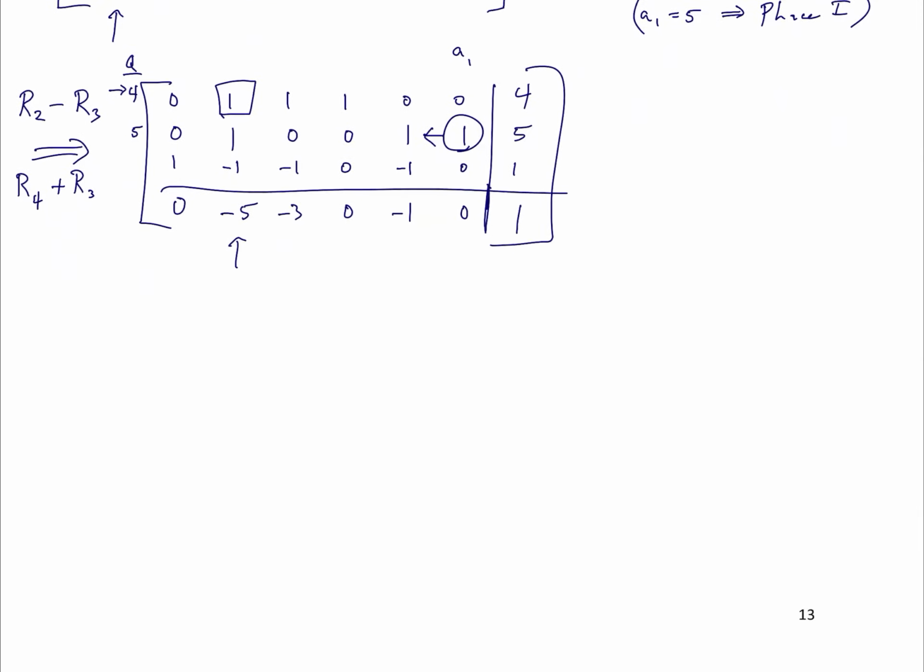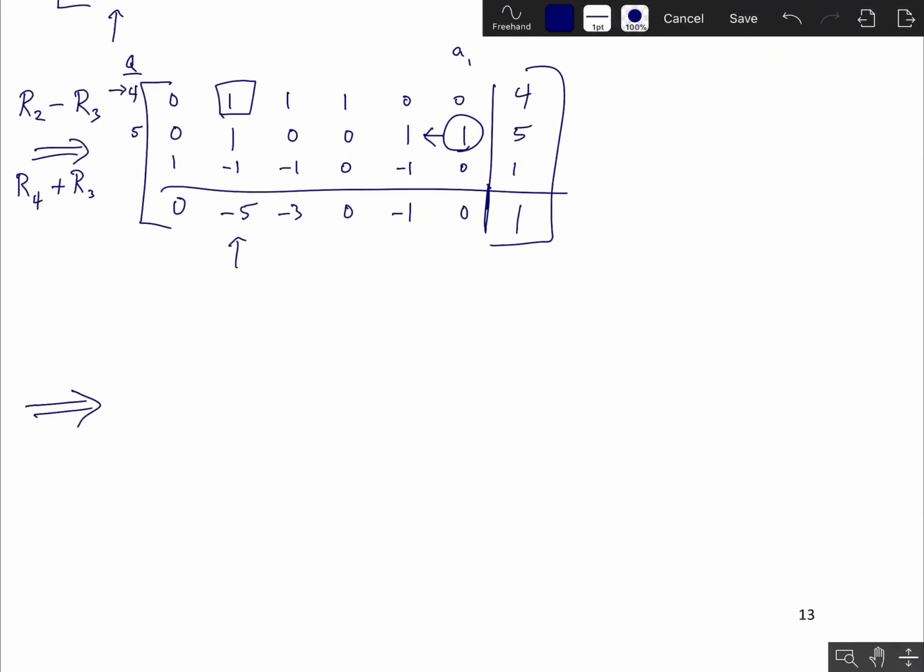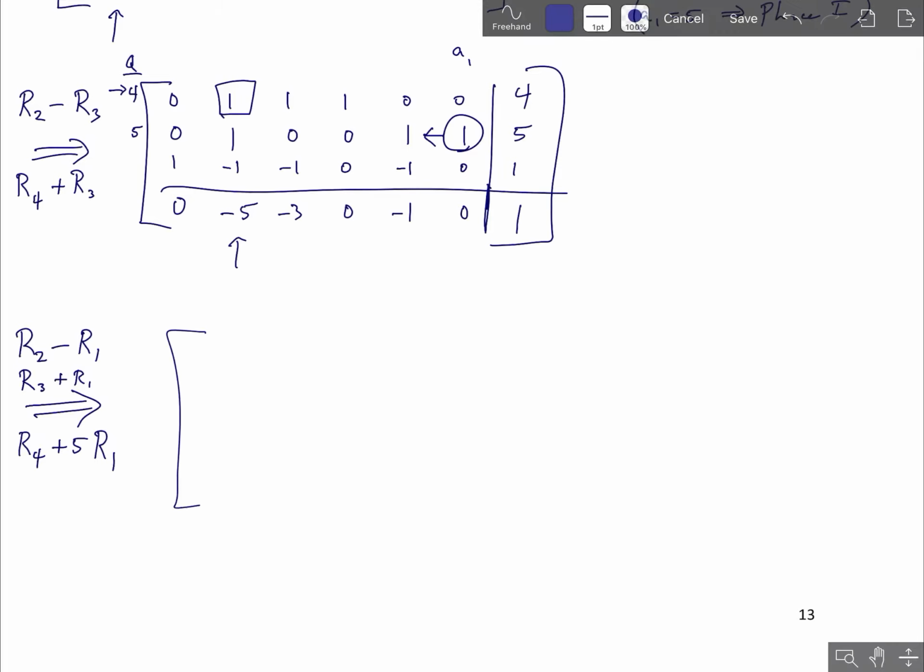So in order to do that, I will take row 2 minus the pivot row, because I'm trying to kill a positive 1 there. To kill the negative 1 in row 3, I would add a positive 1 times the pivot row. And then to kill a negative 5 in row 4, I would add a positive 5 times the pivot row. So the pivot row is not changing. Still going to look like this.